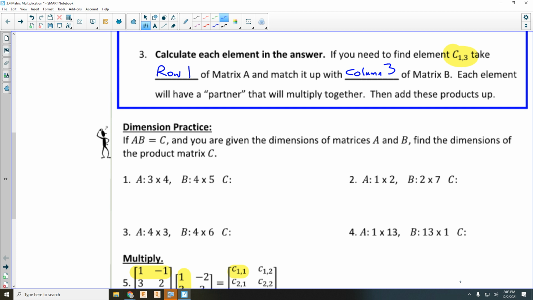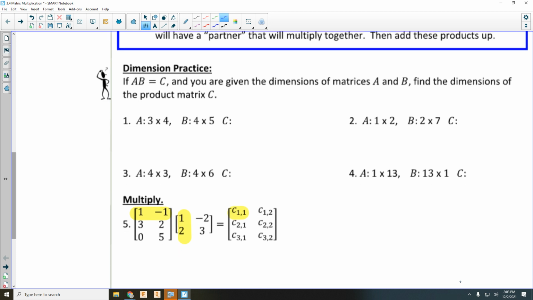Before we do that, just a little dimension practice. If I have a 3 by 4 multiplied by a 4 by 5, what is going to be the size of C? First of all, can you do it? Yes, we can. Because the 4s are the same, the insides are the same, so what's the result? 3 by 5. C would be 3 rows by 5 columns.